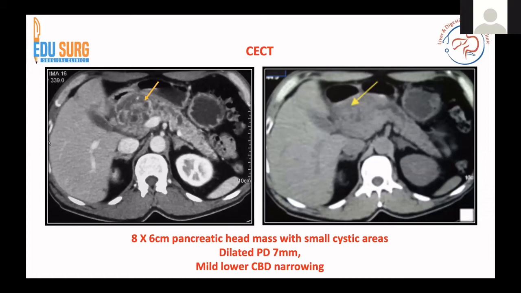So it seems that the duct is passing smoothly. The vascular structures, they are also fine. And there is no perivascular, peripancreatic invasion by the lesion. So it must be an inflammatory mass rather than a malignancy.